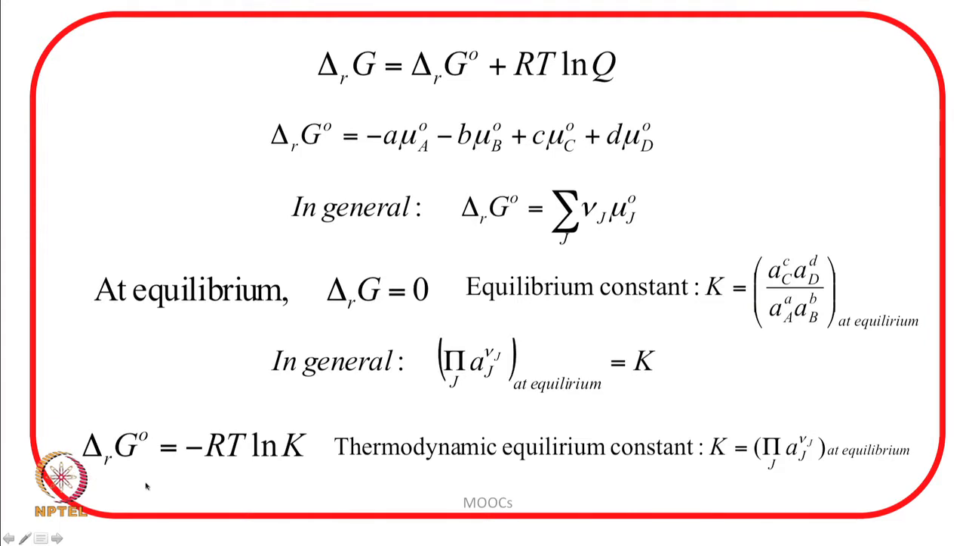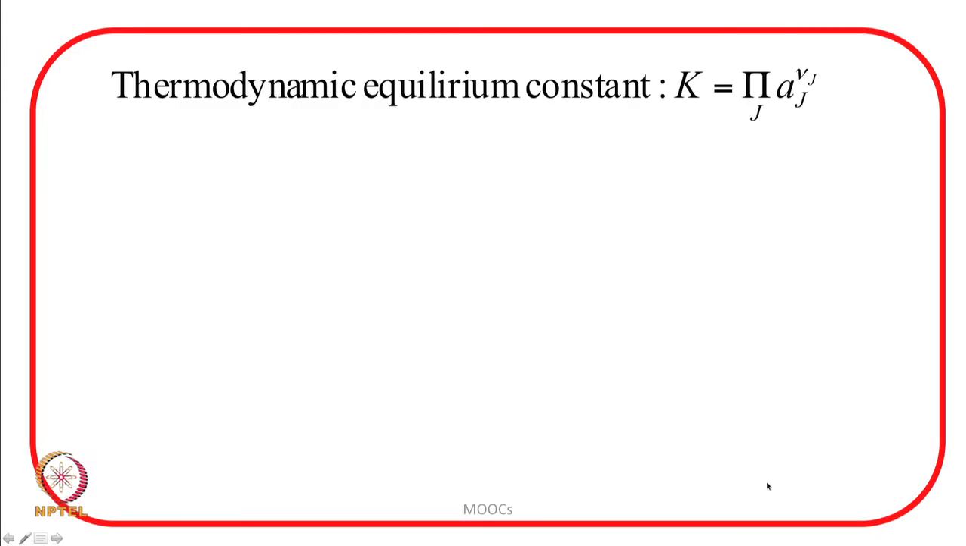We have now delta R G naught is minus R T log K, and we just discussed that K can be expressed in terms of the activities. We also discussed that the activities do not have any dimensions, therefore, equilibrium constant should be a dimensionless quantity. For a gas, the activity should be written as fugacity divided by P naught, where P naught is 1 bar. This is done so that activity here does not have any unit.